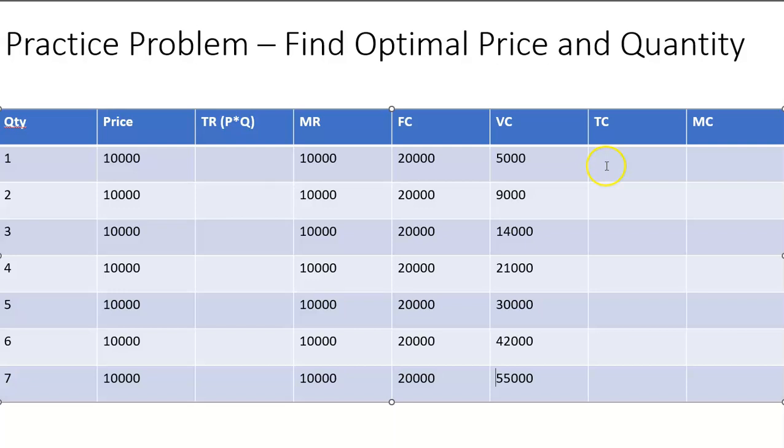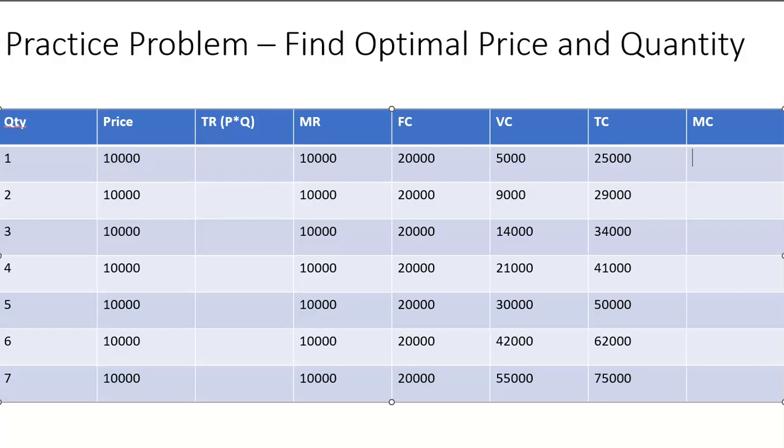Now, total cost is simply the fixed and the variable added together. So we should have 25, 29, 34, 41, 50, 62, and 75. And of course, the marginal cost is the difference as you add units.